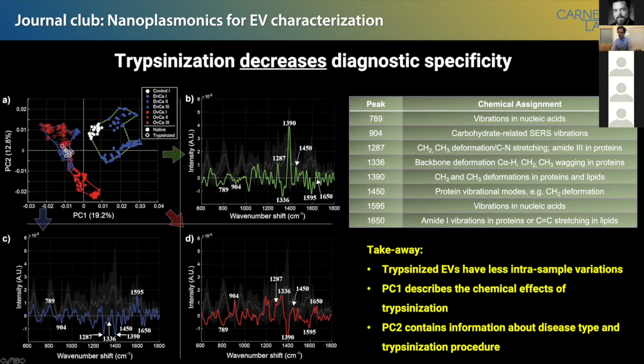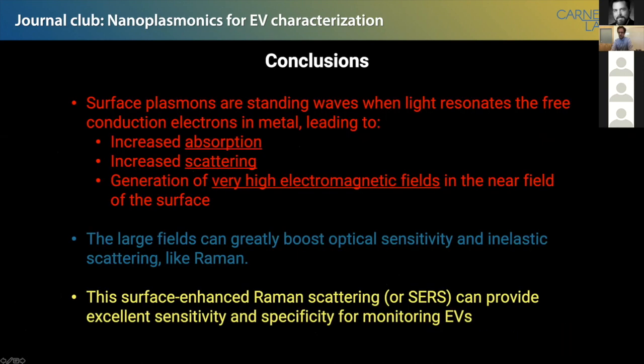So I'll wrap up my talk here. I hope you took something away from this presentation, namely that surface plasmons are these special interactions of light with the free conduction electrons of metals that lead to increased absorption and scattering, and then generation of these crazy electric fields close to the particle. And that field is responsible for greatly boosting Raman scattering from biological molecules that are close to the surface, which enables excellent sensitivity and specificity for EVs.